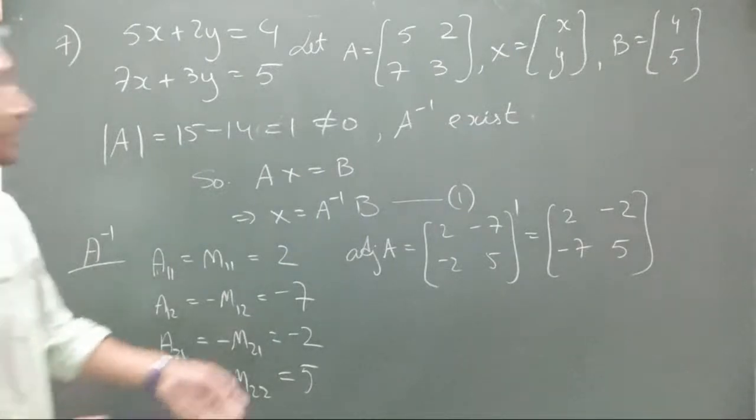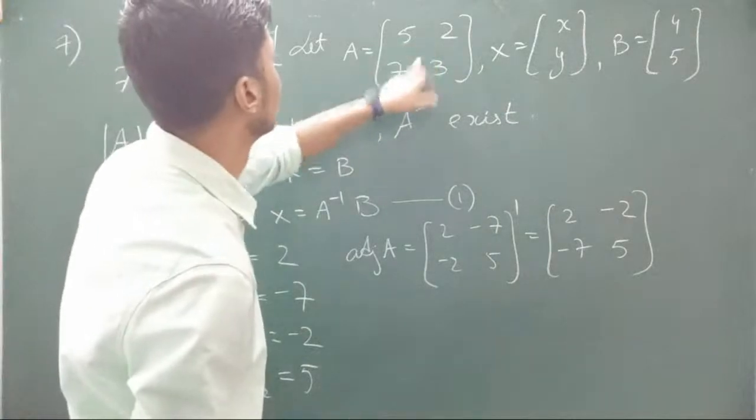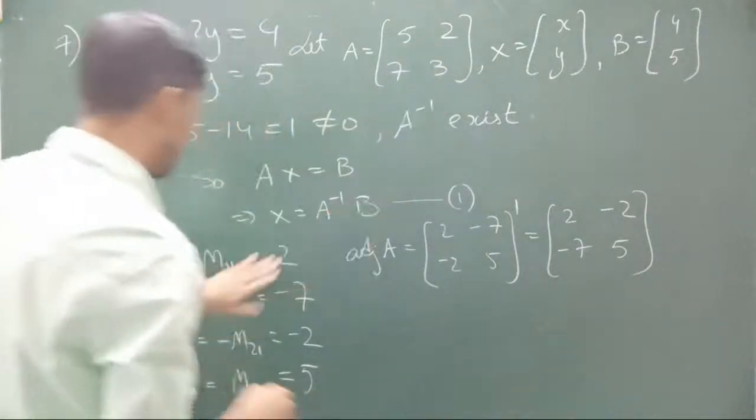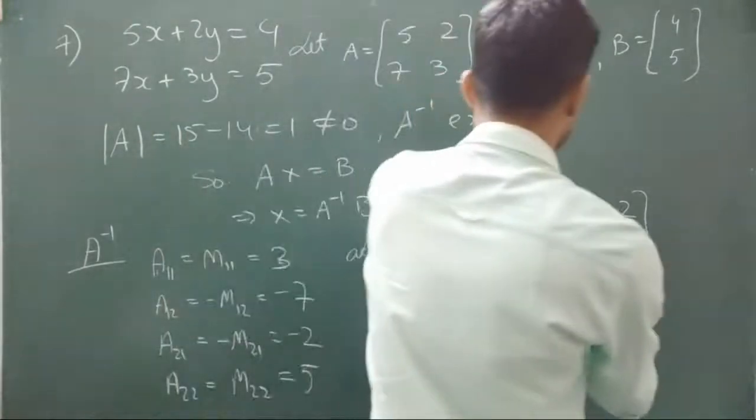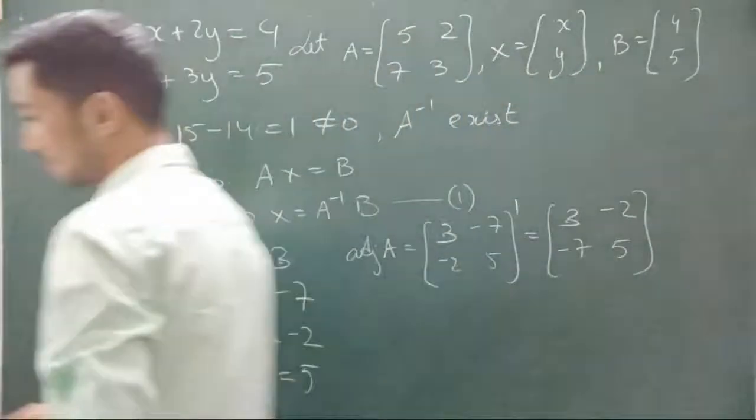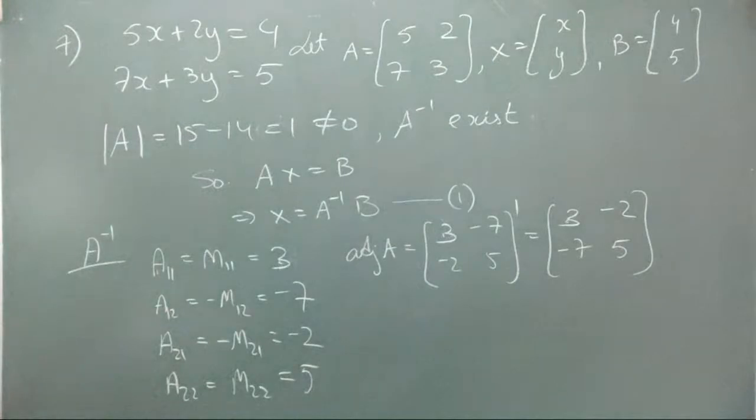We don't have any 3 here. How? This is 3. All the terms should be present, no? 3, minus 2, minus 7, 5.